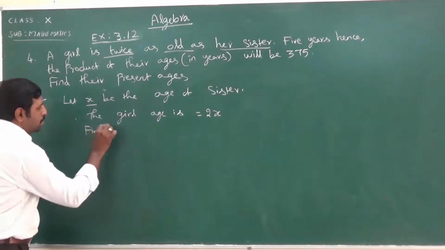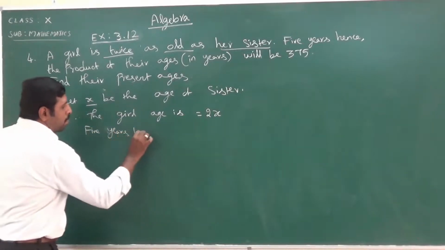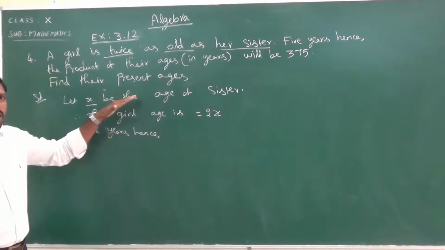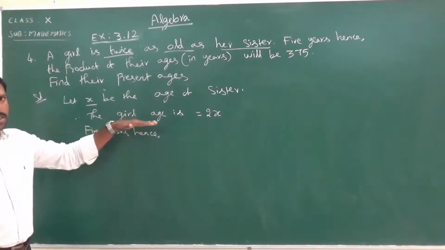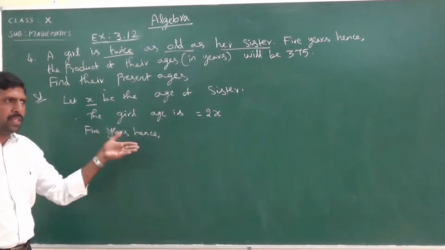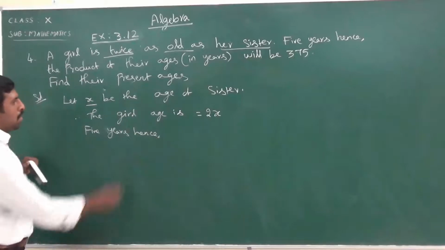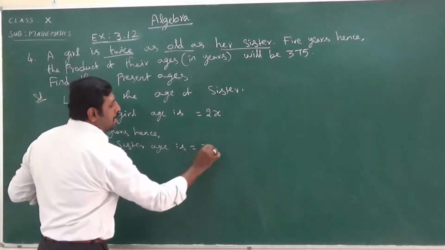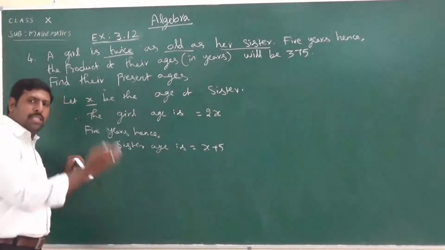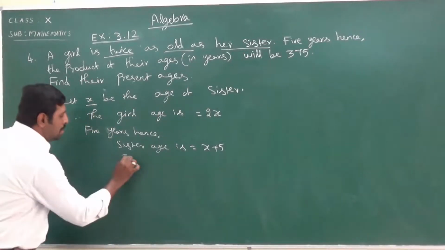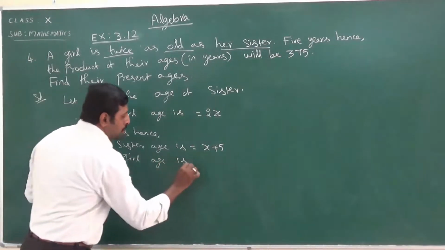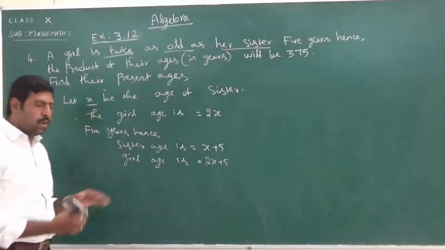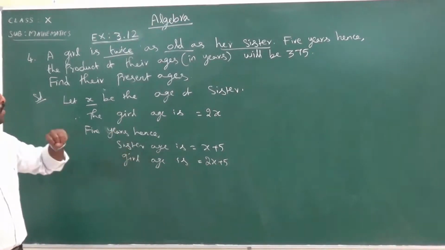Five years hence, what is the condition? The sister's age also increases, as well as the girl's age. After 5 years both ages will be increased. Therefore the sister's age is x plus 5, and the girl's age, which is already 2x, becomes 2x plus 5. So after 5 years, both of their ages increase by 5.